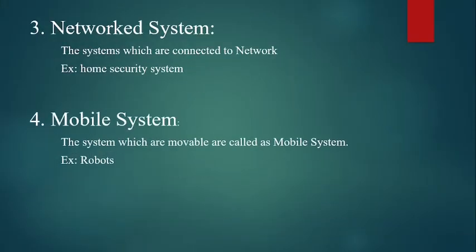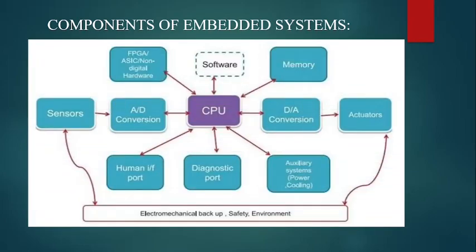Next, network system. These are systems which are connected to a network. Example, home security system. Mobile system. Systems which are movable are called mobile systems. Example, robots. Next, components of a mobile system. A mobile system consists of software, CPU, diagnostic ports, actuators, sensors, analog to digital converters, digital to analog converters, memory, etc.